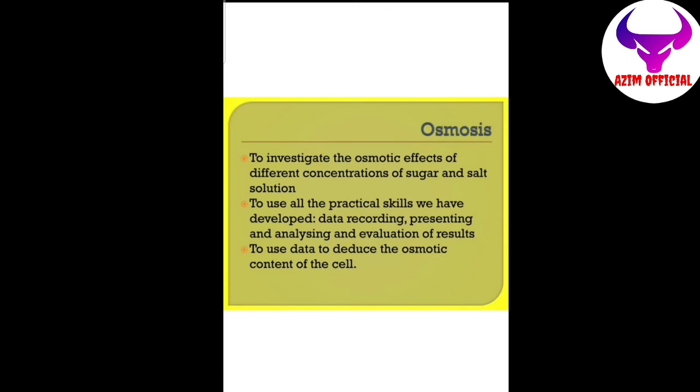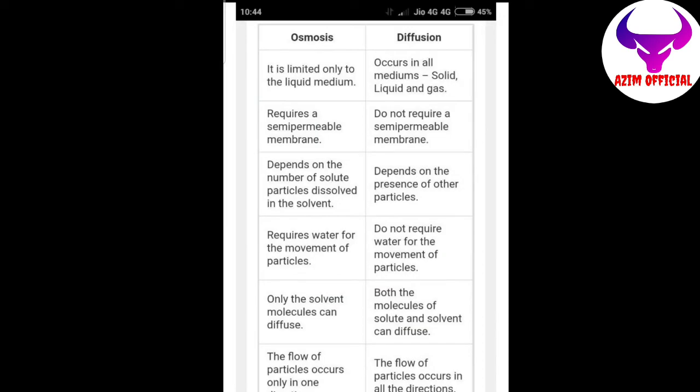For osmosis, we investigate the osmotic effects of different concentrations of sugar and salt solution, using all the practical skills we have developed: data recording, presenting, analyzing and evaluating the results. This is a practical use of osmosis, mainly using data to deduce the osmotic content of the cell. The effects of different concentrations of sugar and salt solution in our body are maintained by osmosis. Okay, next one please.